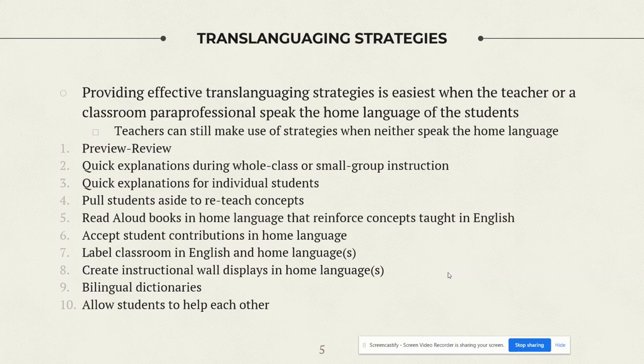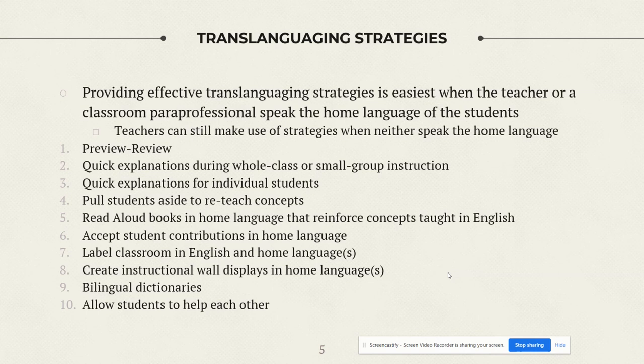Quick explanations for individual students could be delivered in the home language. Students could be pulled aside to reteach concepts in the home language. There are these read aloud books in the home language. Some of them are dual language books that have both languages there, and that reinforce the concepts that may be taught in English. So this is as a supplementary. You could accept student contributions in the home language, label your classroom in English and the home language, create instructional wall displays in the home language.